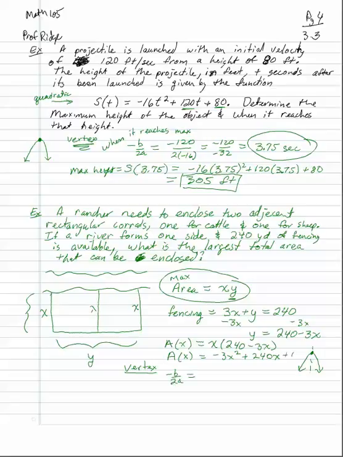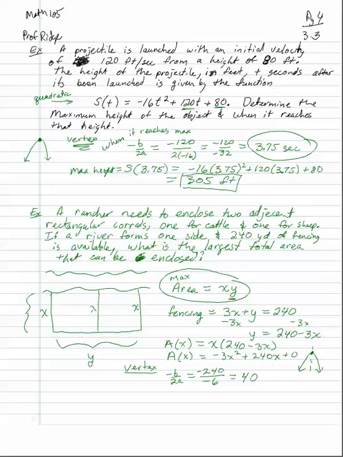So remember, this is plus 0, so b is 240 over 2a. It's negative 240. The opposite of b is negative 240. 2a is negative 6. So 240 divided by negative 6 looks like 40.